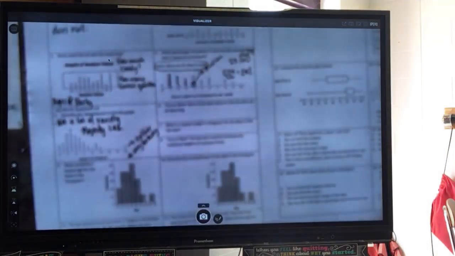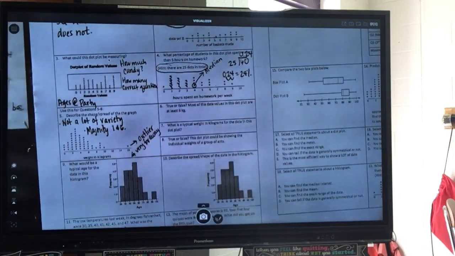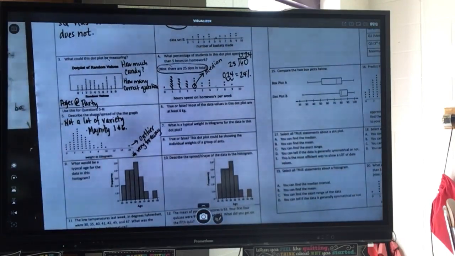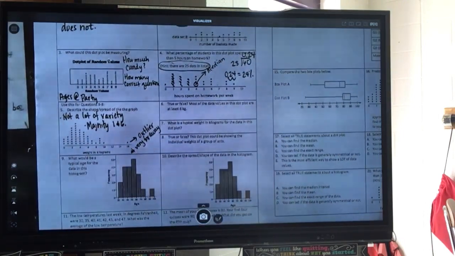all right. Number 6 says true or false. Most of the data in this dot plot are at least 6 kilograms. So we're looking at this. How many of you guys say that that is true? That they're at least 6 kilograms? Am I speaking to the ceiling? So, nobody knows. Nobody answered this question.